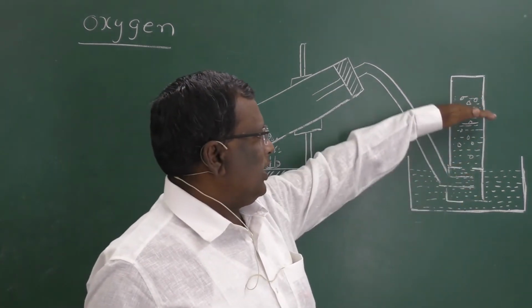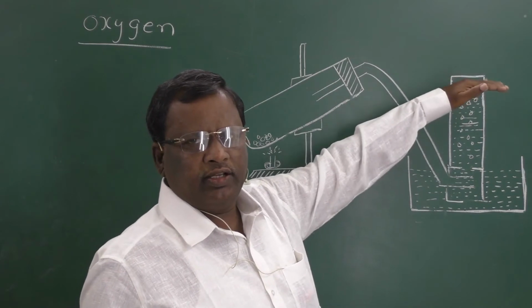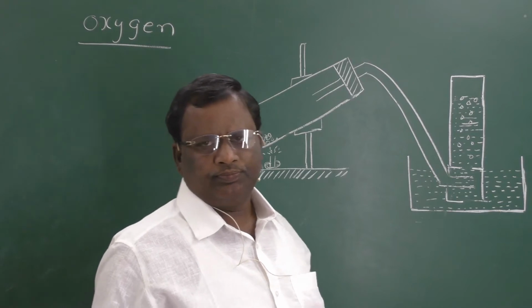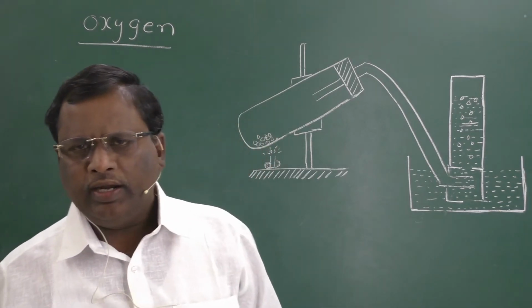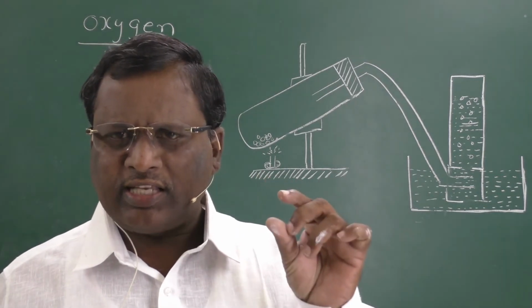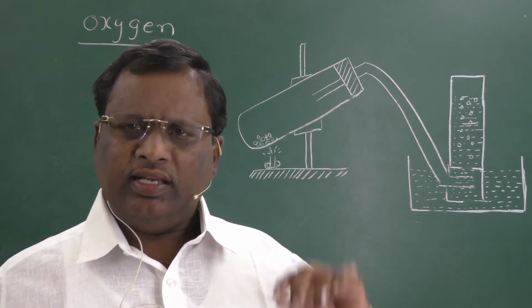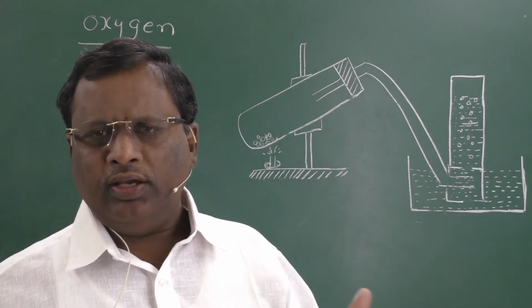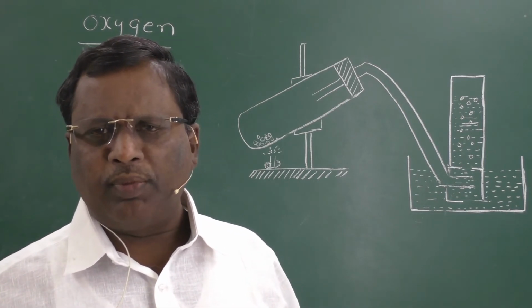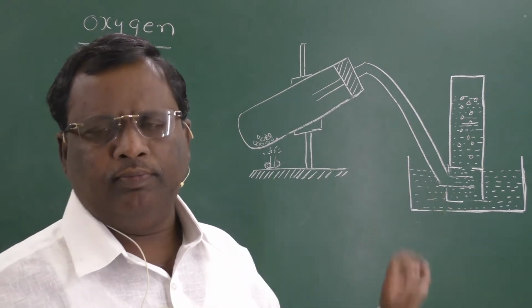So, gradually the water level will fall as oxygen enters into it. This is said to be downward displacement of water, collecting oxygen gas by downward displacement of water, because oxygen is only slightly soluble in water and it is lighter than air. That is why we cannot directly collect oxygen in a collecting jar like carbon dioxide or sulfur dioxide. That is why we are collecting it under water.